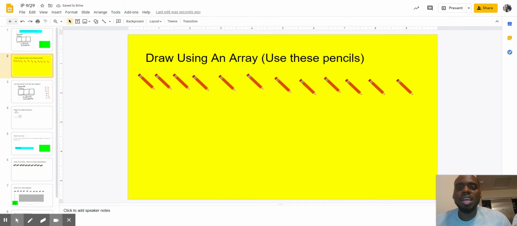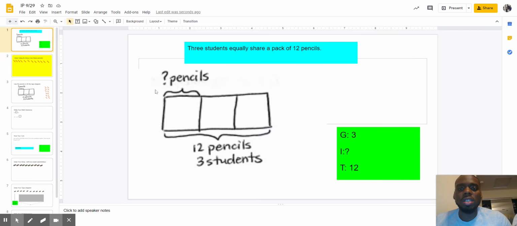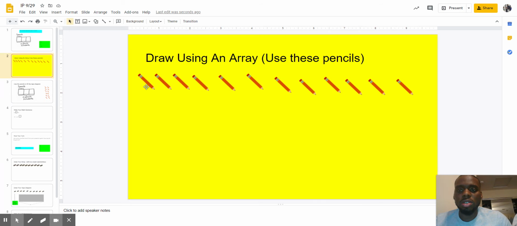Our next slide is draw using an array. So now we have to use an array for our question. Three students equally share a pack of 12 pencils. We know we have three students. That means we have three groups, friends. So you're going to arrange your pencils. You're going to drag them down and arrange them. Three groups, three rows, and you're going to figure out how many in each.